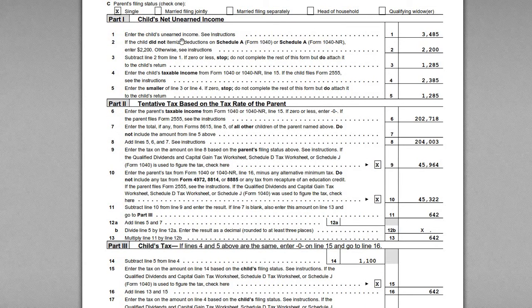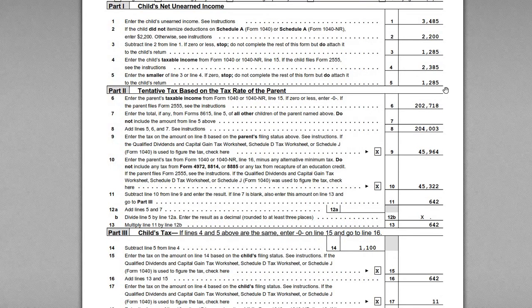So part 1 is relatively simple. Part 2 is where it gets a little more tricky. So the first 2 points I want to highlight here are where we're pulling information from the parent's return. So remember, we have John's tax return in front of us. What are the numbers and where they're going?